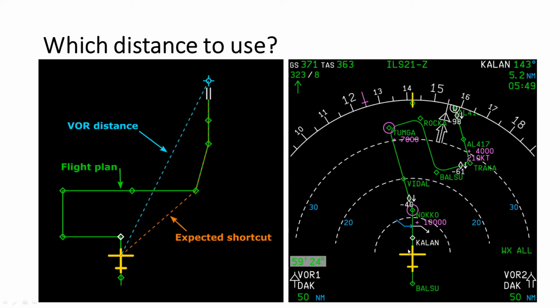Now, there are several ways to calculate that. You could subtract these two legs here to get the exact track miles if you expect a shortcut from Noko or from Vidal to Balsu. You can also look at the range arcs here and use that, but the airport is not quite in view yet, so that doesn't work in this scale mode. But you can also use the VOR distance, so it's just 50 miles, but bearing in mind that it's straight to the VOR and that's not what you will fly either, so you have to add about 5 or 10 miles or so to that, and then you can use that distance to do your profile calculation. So it's very important you use the correct distance.